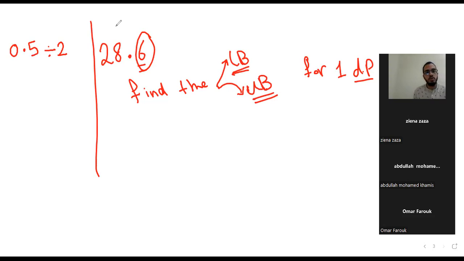I'm sorry, 0.1 divided by 2, which is 0.05, yes? So if it's a whole number, use 1 divided by 2. One decimal place, 0.1 divided by 2. Two decimal places, 0.01 divided by 2. So now it will be like this.